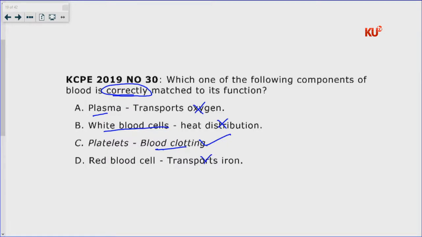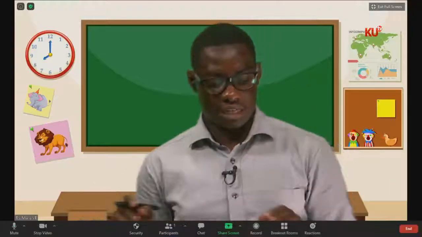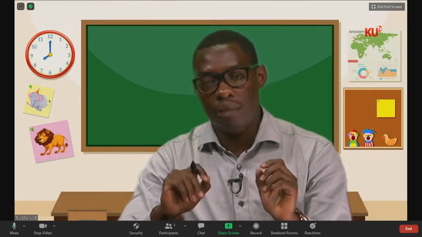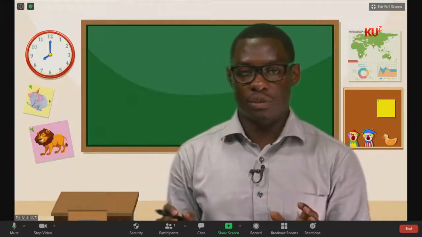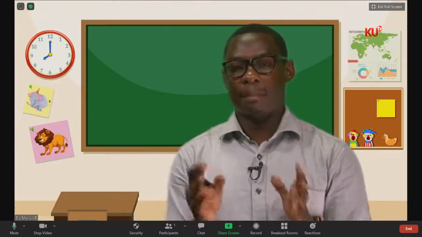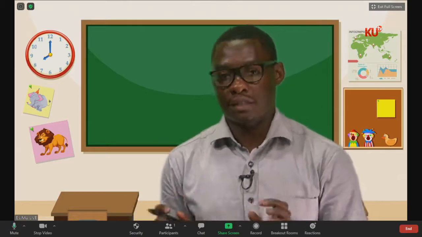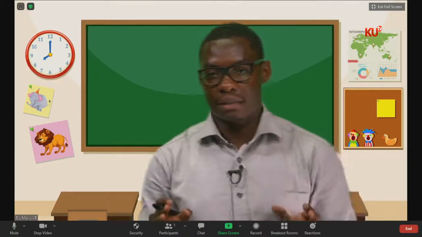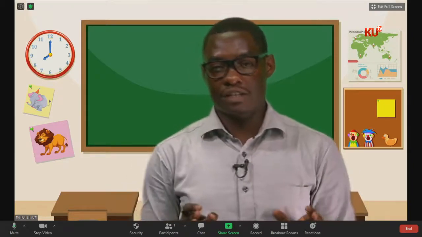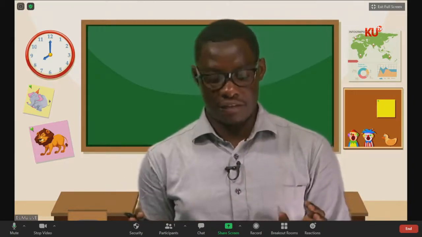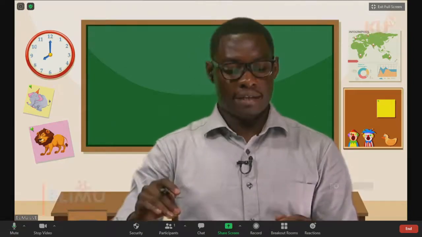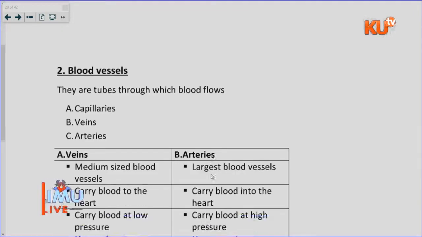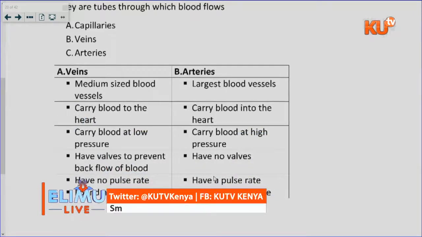We look at blood vessels now, and as I said, blood vessels are tubes through which blood flows. Blood vessels are three: we have capillaries, veins, and arteries. These blood vessels have different diagrams, different characteristics, and different functions. Let's quickly look at the blood vessels. So we start with veins and arteries.